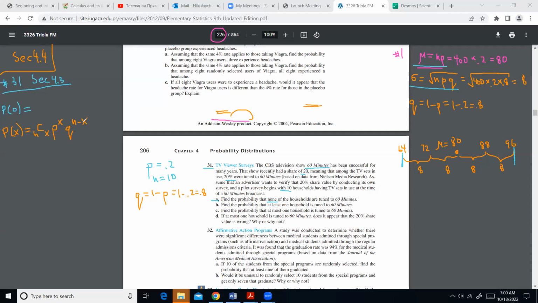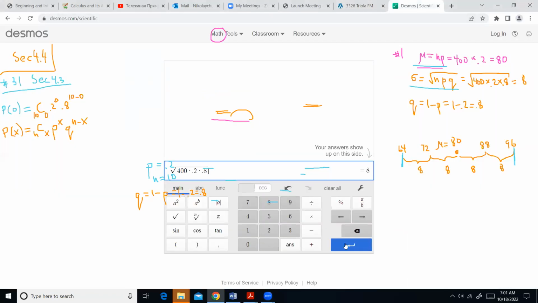So if I replace X with a 0, then we go with combinations. N is 10, select 0 successes, multiplied by P, which is 0.2 raised to the power of 0, and then multiply by Q, which is 0.8 raised to the power of 10 minus 0. Remember, we used this formula, and we are now going to see the answer here. So let me put this all in the calculator.